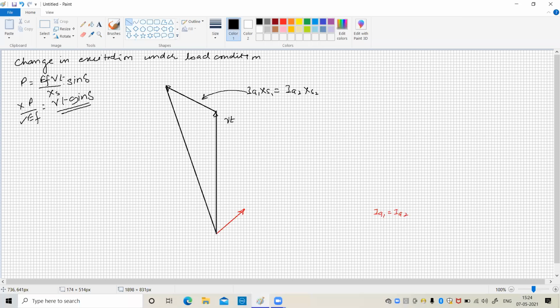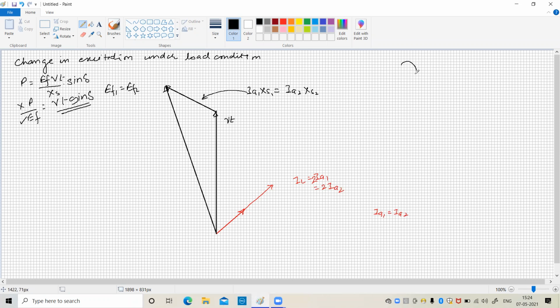This is the excitation voltage EF, where both voltages are the same. So EF1 is equal to EF2, and we will extend this value of current in such a way that the load current IL is equal to twice IA1, or it may be twice IA2. Both our alternators are delivering equal current.